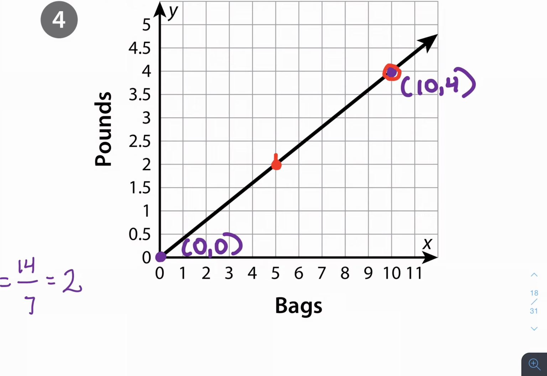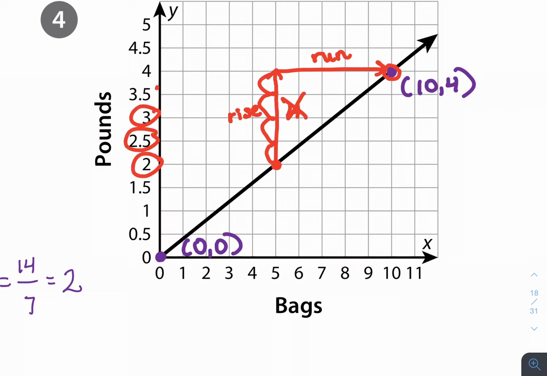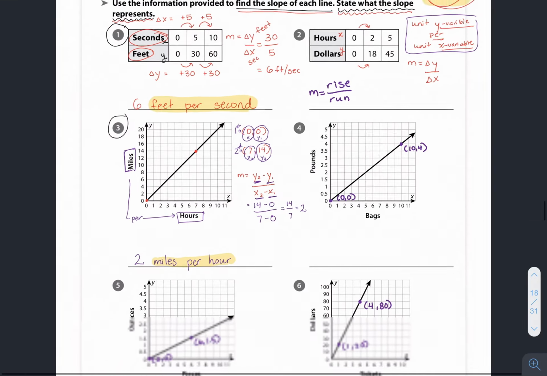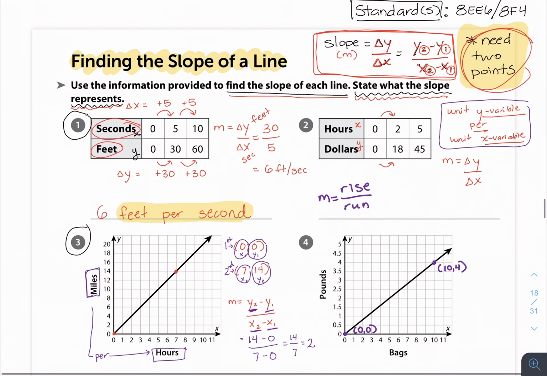When you're doing your rise over run, don't count this as 4 going up, right? 1, 2, 3, 4. It is not 4 because of the units. So every time you go up 1, you're actually going up 0.5, not a full 1, right? So that's going to change your rise when you are doing rise over run. So be very careful of that. All right. And that is finding the slope of a line.